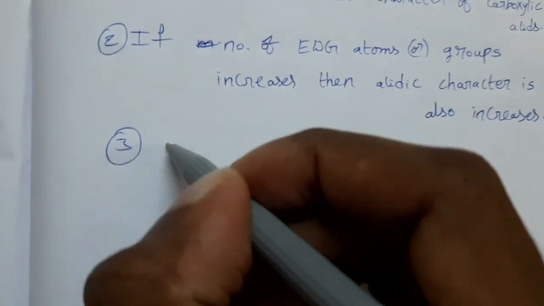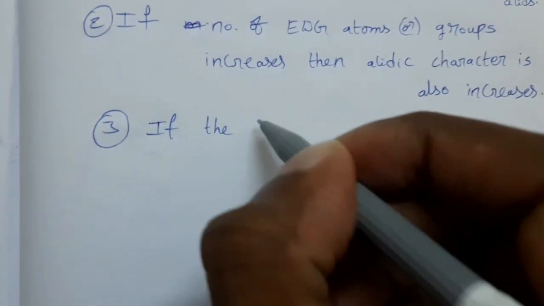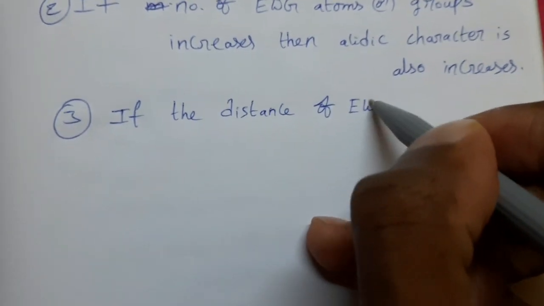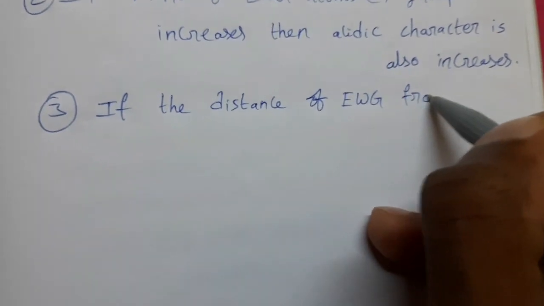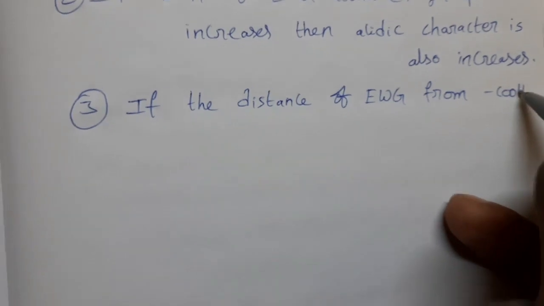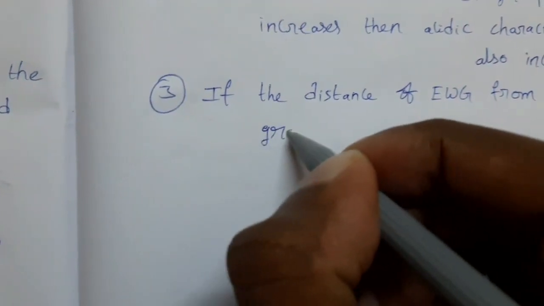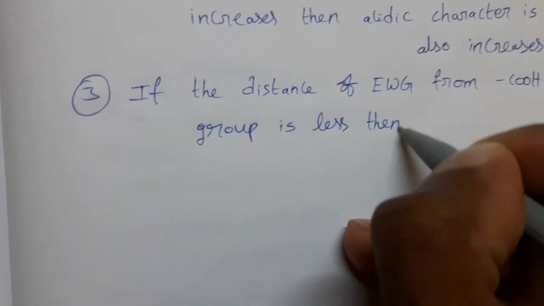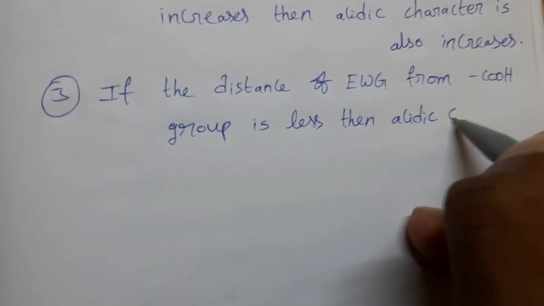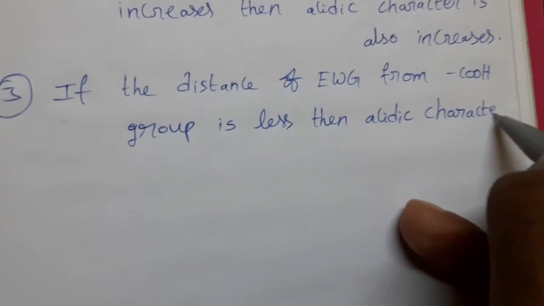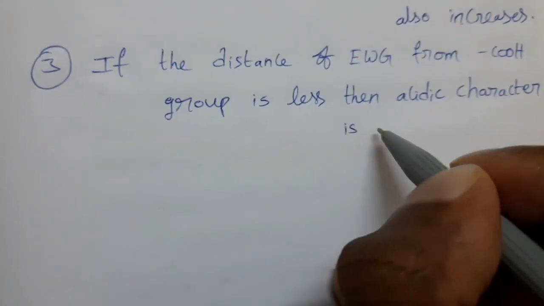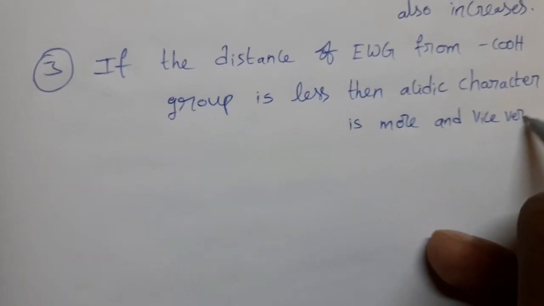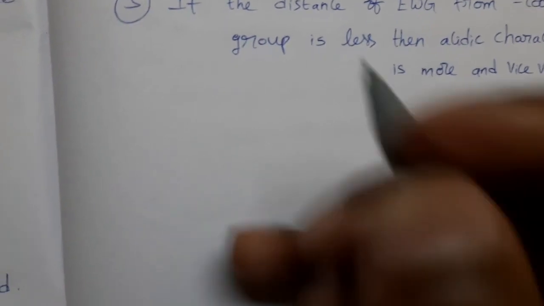That means if the distance of the electron withdrawing group from the COOH group is less, then acidic character is more, and vice versa. Say this example.